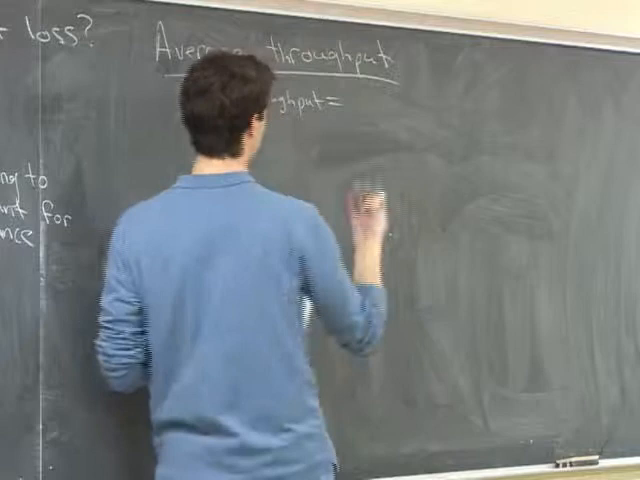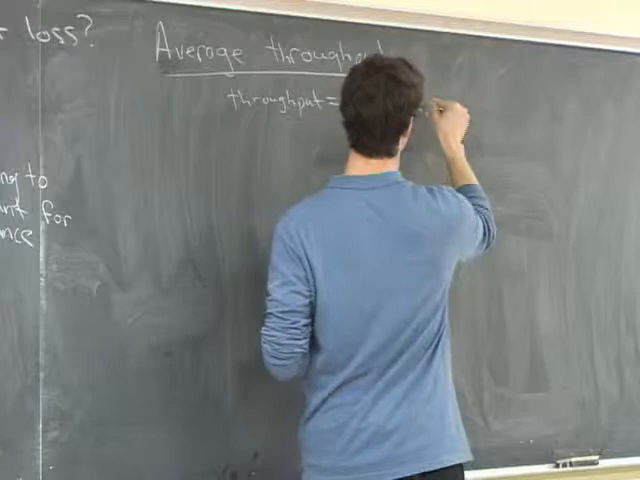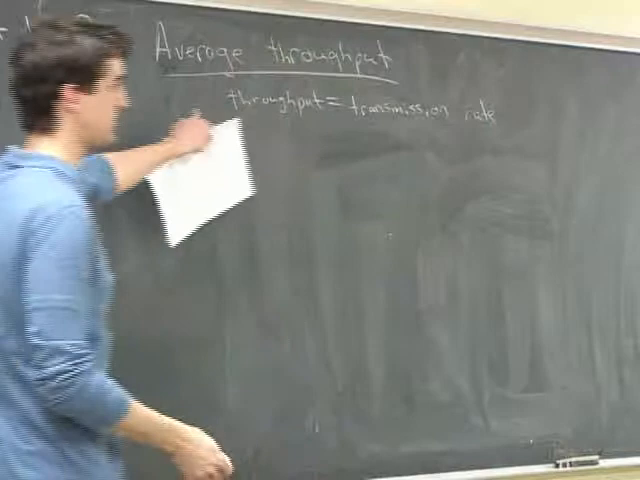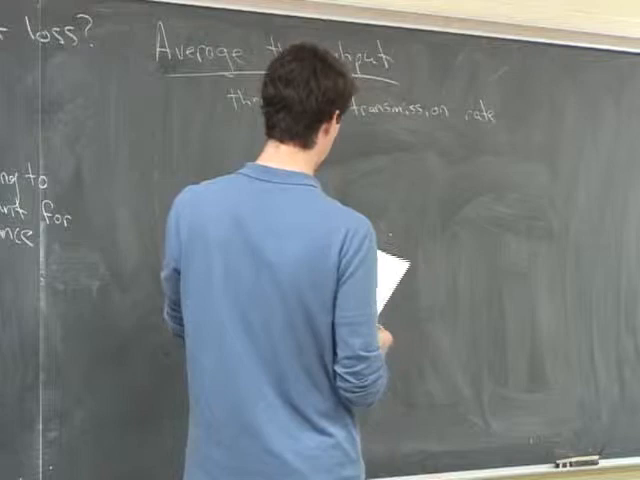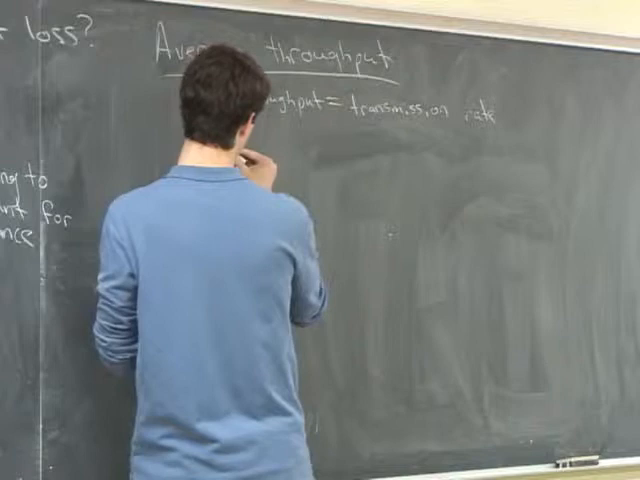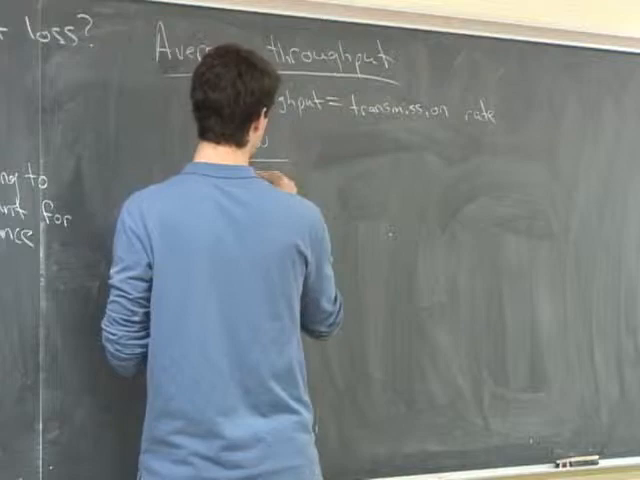I don't really know why we have so many terms for the same stuff, but this is the way it is. So throughput is equal to your instantaneous transmission rate, all right? And we want to find this average throughput rate. Well, the throughput on average is equal to our window size divided by the round trip time.